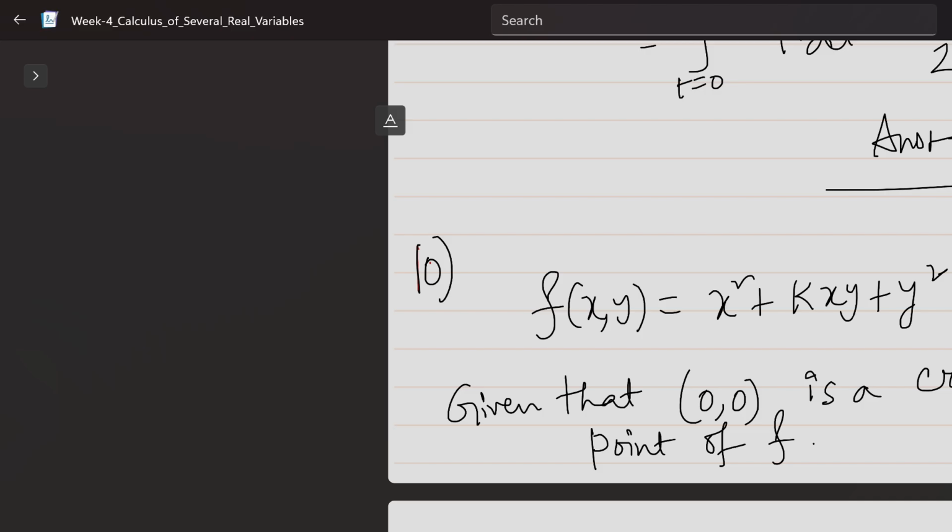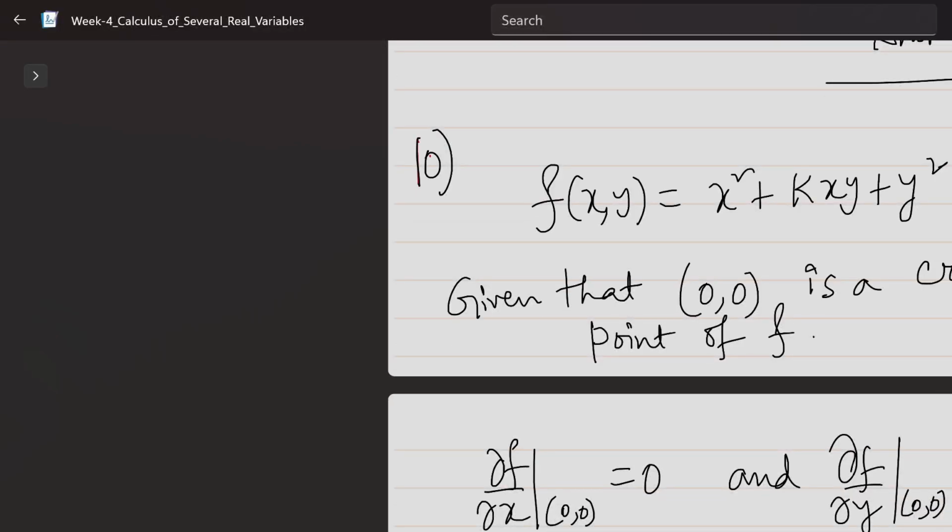In your previous problem, what you did is that you first found del f del x, del f del y, then put them equal to 0, then you found the value of x and y. That is the point. But here it is already given 0, 0. So that means del f del x at 0, 0 is 0 and del f del y at 0, 0 is 0. That means the point that you get is actually 0, 0, the origin.